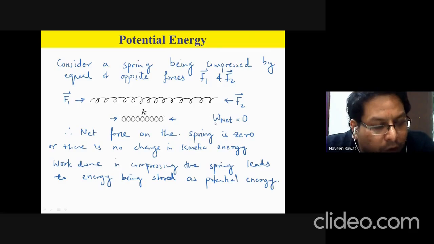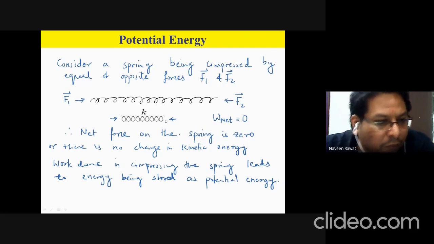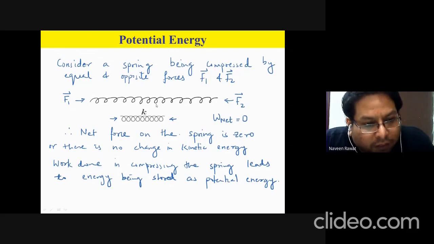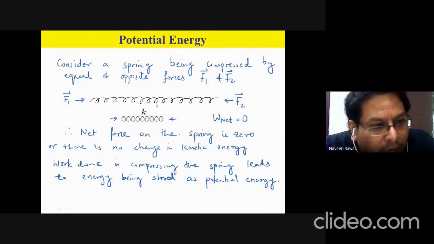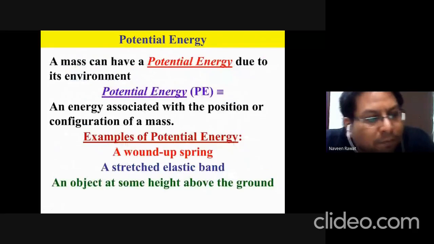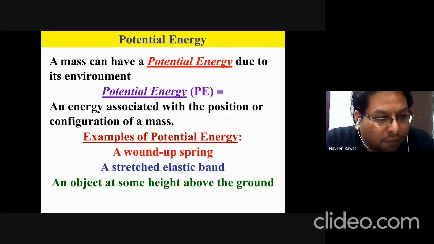However, you know that if I let go of the spring after I compress it, by intuition you can understand that the spring is just going to expand and come back to this position. The work required to compress the spring causes the energy to be stored in the form of potential energy. When we talk about potential energy, we say that any particle that has mass can have some potential energy due to the environment around it. Potential energy is an energy associated with the position and configuration of the particle or the mass.